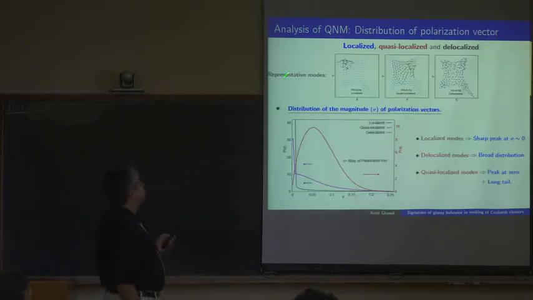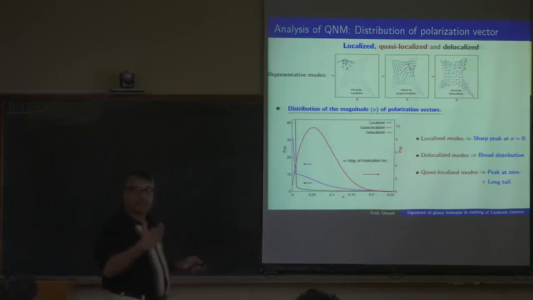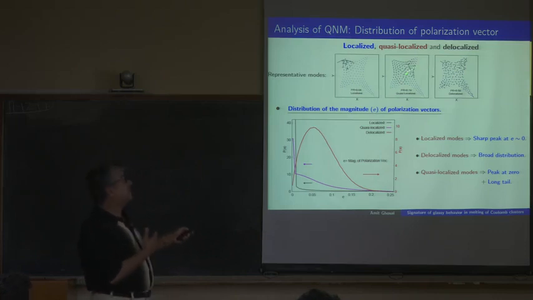Okay, so the representative modes: these are like localized modes. It is one of them; there are many modes which are qualitatively all similar. This is a delocalized mode, where every particle is making movement. This is the polarization vector that we are talking about. And these turn out to be one of the quasi-localized modes, which is best represented here.